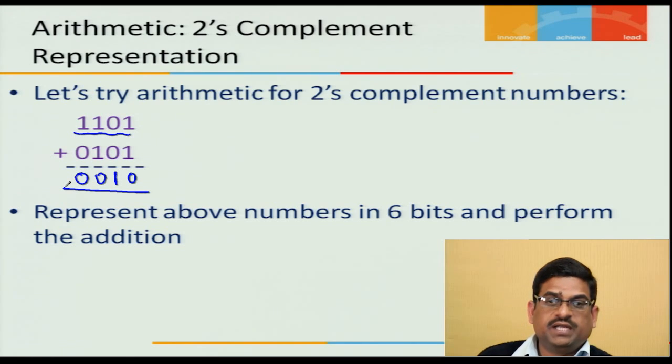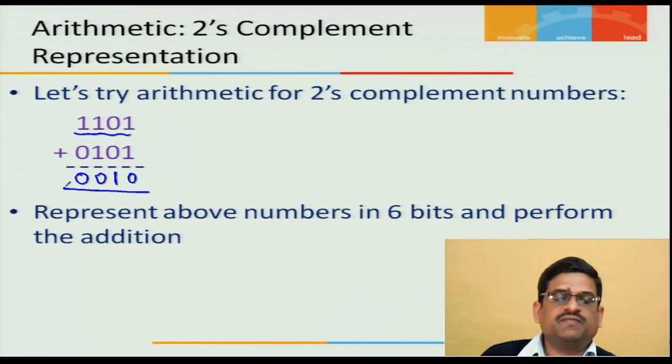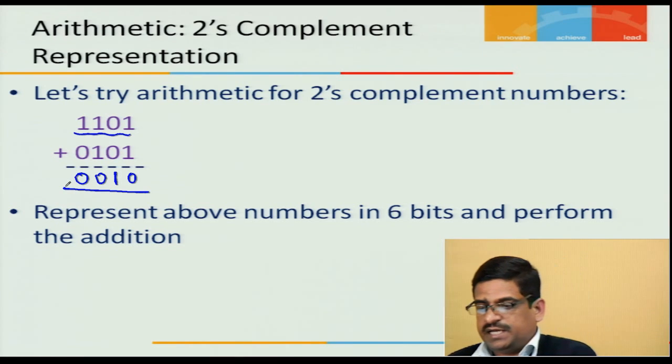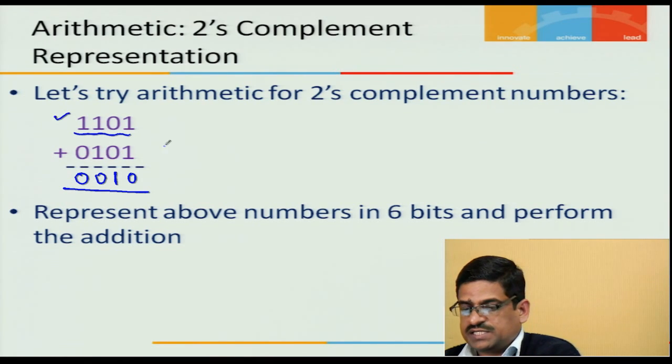To represent any number, we need some minimum number of bits, which we can get from the formula. Now, can we represent a number with a given number of bits that is more than the minimum number of bits required? Definitely, less than the minimum we can't represent. So let us say this first number is minus 3 in 2's complement, and the second number is plus 5.